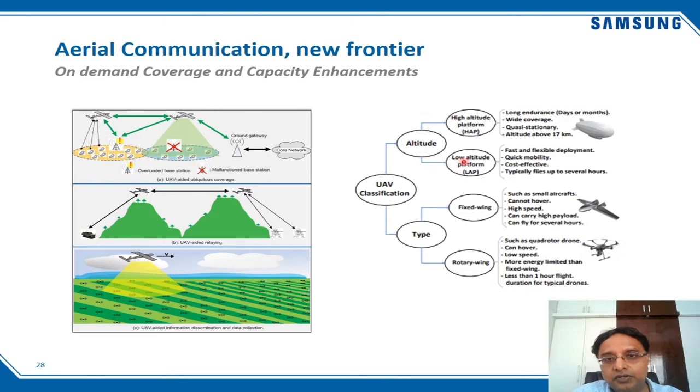The other is the high altitude platform, which is basically quasi-static in nature. These are like bigger balloon kind of equipment, which are above 17 kilometer height. They are long endurance. They can run for days and months because they don't need a lot of power to fly. And they can harness solar energy to power the base stations from there. So that gives wider coverage, one of the ways to enhance the coverage in remote locations. So these are the ways in which the classification of UAV happens.